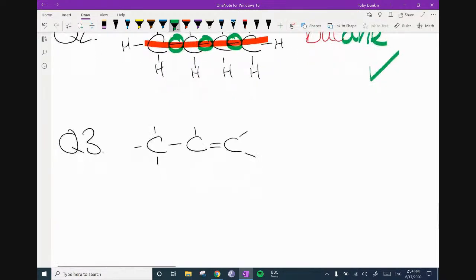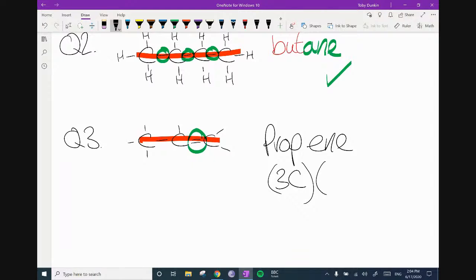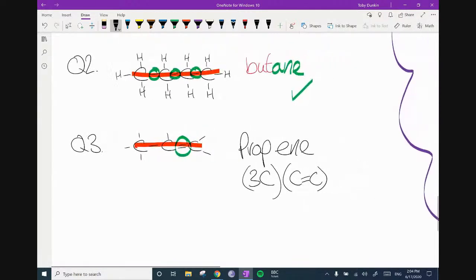So the next one, 3 carbons long. But this time, we see a double bond. So this now picks up a name. Prop literally means 3 carbons, and then ene tells us C=C double bond. Propene seems reasonable. Prop with an ene. Thanks, Zach. Butane was correct for the previous one. Well done. Butane and propene.